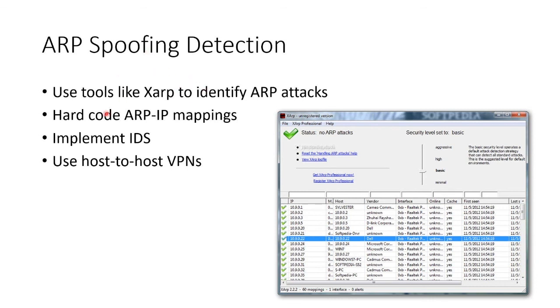How do you deal with this? You could implement intrusion detection. You could hard code MAC addresses to IP addresses. That's hard to keep track of. Or probably easier, you could just have VPNs between hosts like IPsec so that the spoofing doesn't really work. So that is ARP poisoning.